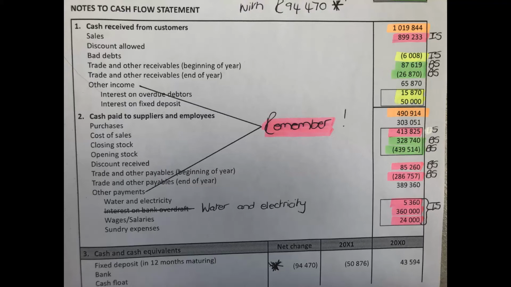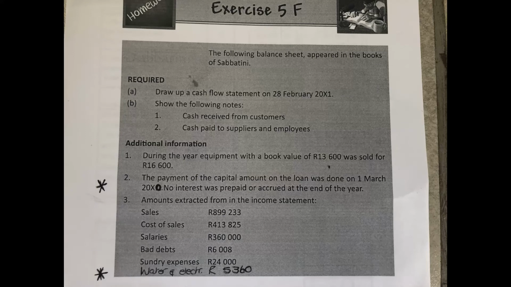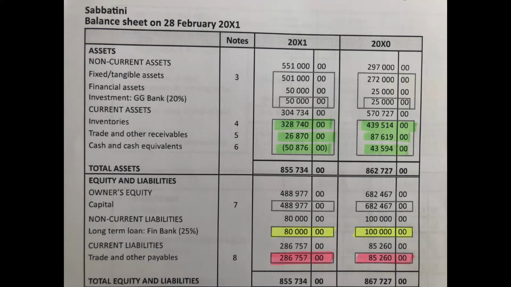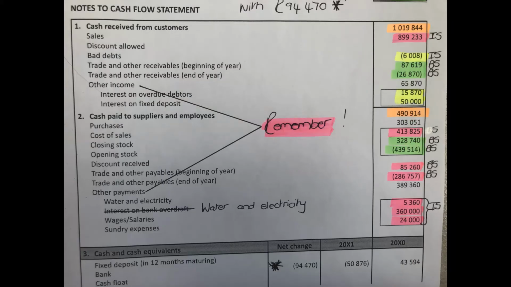Okay. Then we get to the second leg under the cash effects of operating activities, which is cash paid to suppliers and employees. All right, you know we start with purchases. How do we get that amount? We get cost of sales, which was 413,825. We add the closing stock, 328,740. And we deduct the opening stock, 439,514.